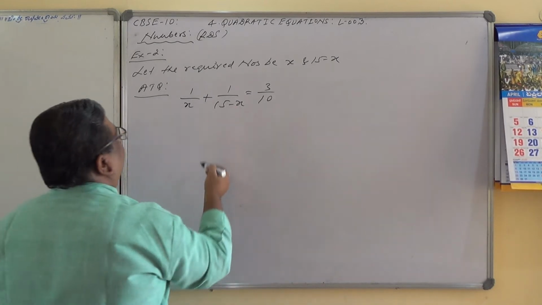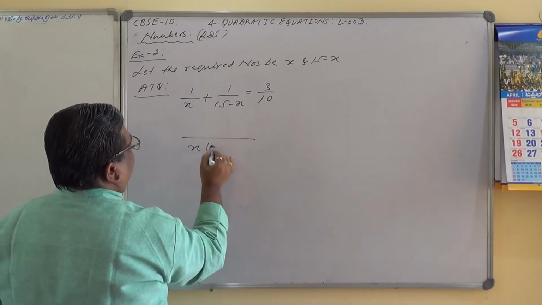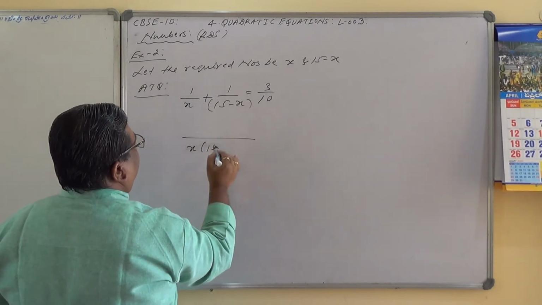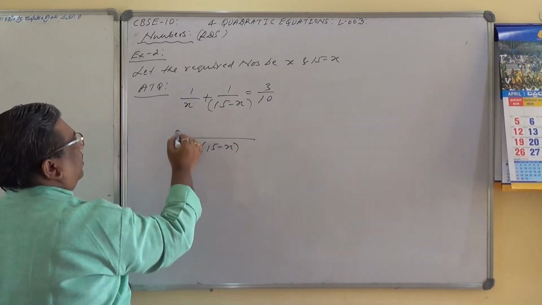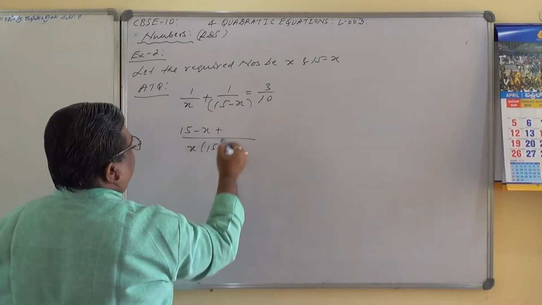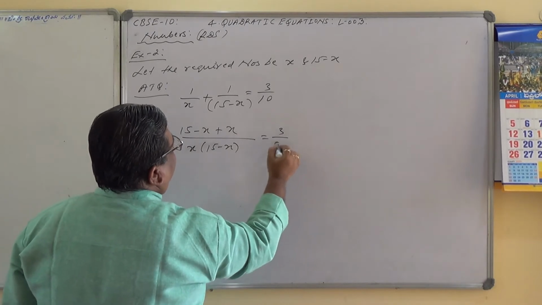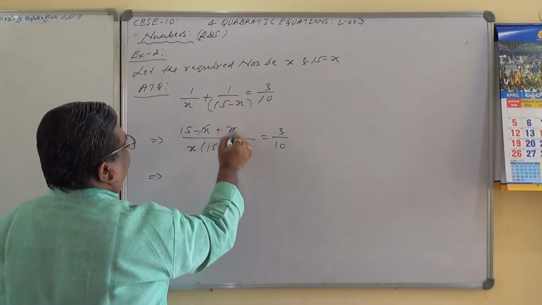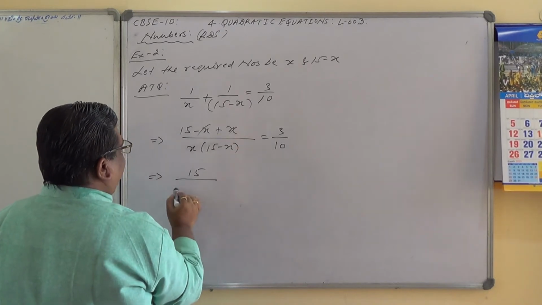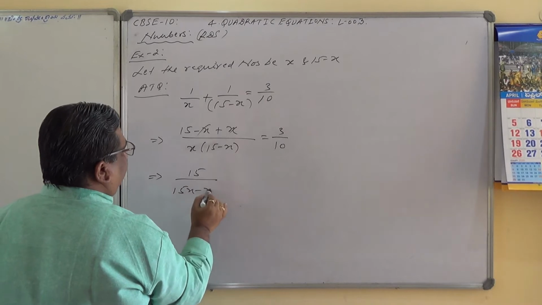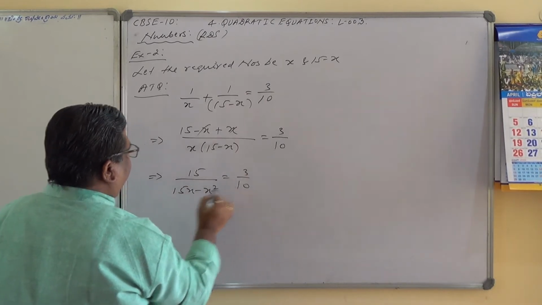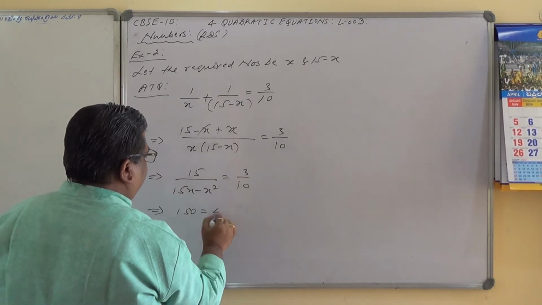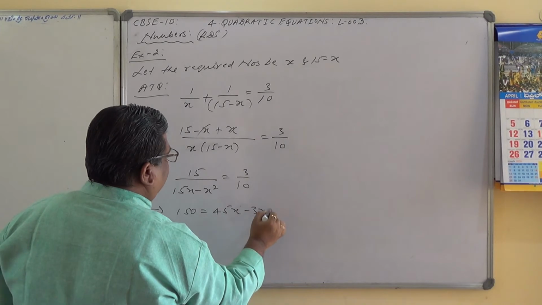Now we have to solve this one. We will take the LCM: 15 minus x plus x over x into 15 minus x equals 3 by 10. This implies plus x minus x cancels, 15 divided by 15x minus x square equals 3 by 10. Cross multiply it. 150 equals 15 3s are 45x minus 3x square.